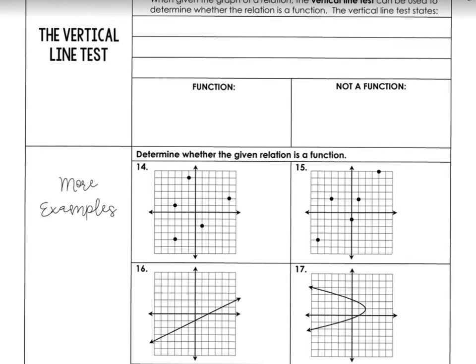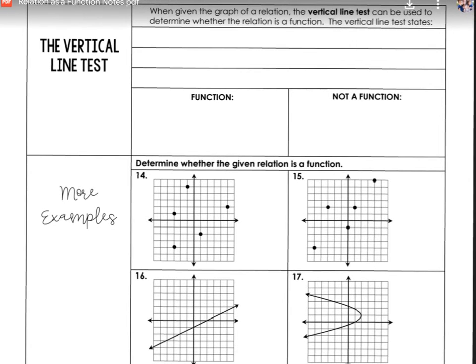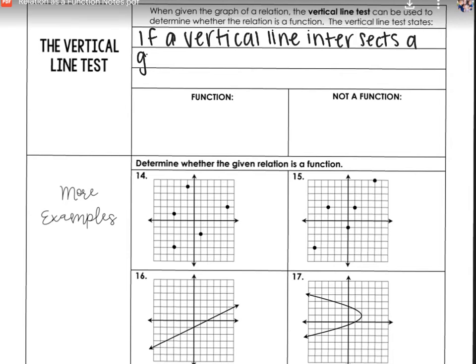And now we can look at a graph to determine whether or not it's a function by using the vertical line test. So the vertical line test is if a vertical line intersects a graph more than once, then it is not a function.